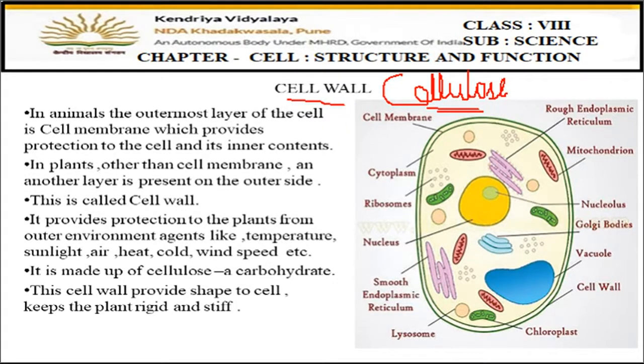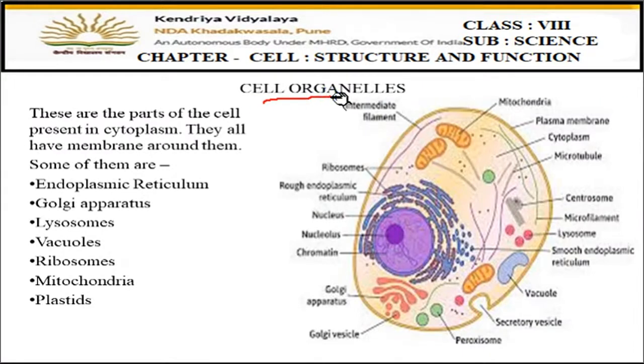Okay, now next one is cell organelles. Cell organelles means these small organelles which are present in the cytoplasm. These are the parts of the cell which are present in the cytoplasm, and they all have a membrane around them, right? Now let us understand some of the names of these cell organelles. So first one is the endoplasmic reticulum. In the chapter you do not have to study them in detail, I am just telling you the names of these.